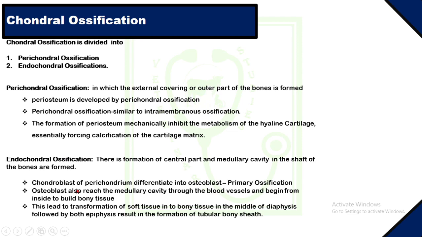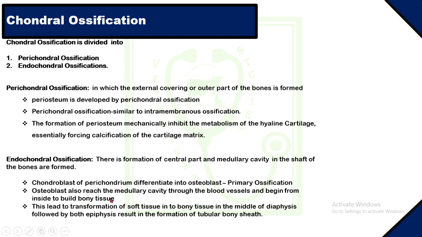Endochondral ossification. In this, there is a formation of the central parts of the bone, and the medullary cavity in the shaft of the bones is formed. In endochondral ossification, chondroblasts of the perichondrium differentiate into osteoblasts at the primary site of ossification, which means at the diaphysis of the bone.